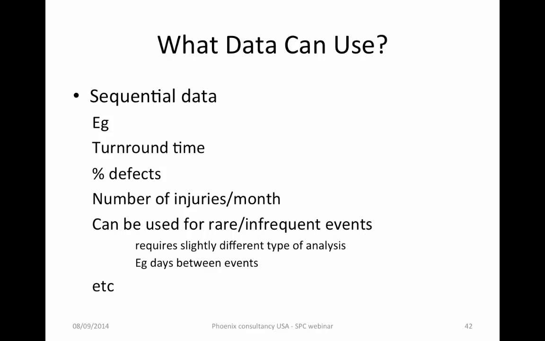What kind of data can we use for a control chart? Well, firstly, it has to be sequential. It has to be in a time series. Secondly, it has to be numerical. There has to be a measure of some kind that we can put into the chart. And that could be, in pathology or radiology, the turnaround time for reports in days or hours, or the percentage of defects that we get within a certain time period.